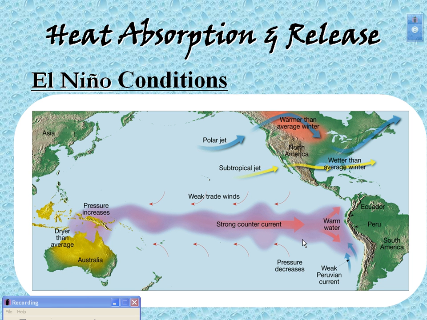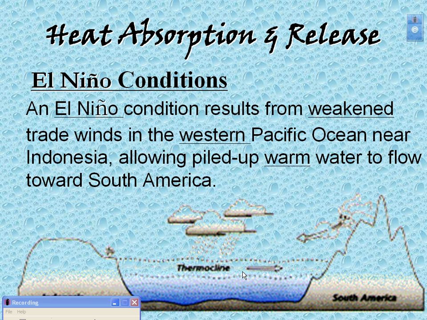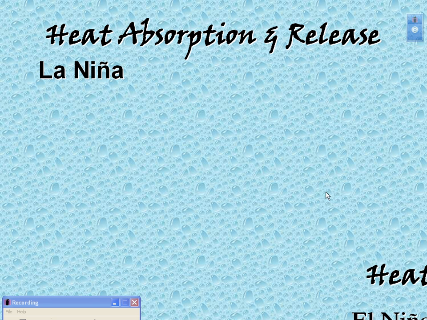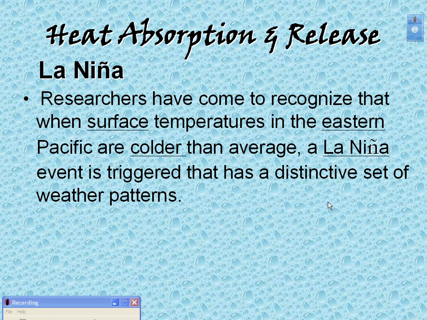But what happens during an El Nino is the current here weakens, and the trade winds in the western Pacific Ocean near Indonesia weaken, and that piled up warm water gets to flow towards South America. Conversely, you can also have a La Nina. When surface temperatures in the eastern Pacific are colder than average, a La Nina event is triggered that has a distinctive set of weather patterns, which we will cover in just a second.